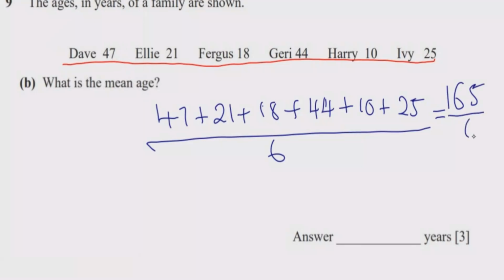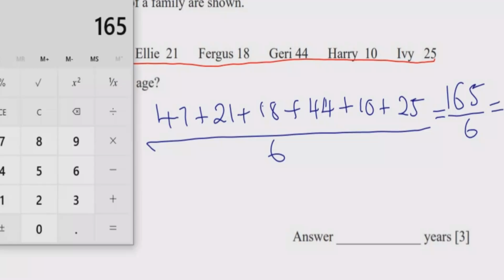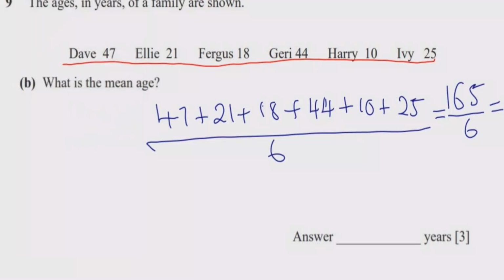Then we say divide by 6. So we go again back to our calculator and say 165 divided by 6, which will give us 27.5 as the average or the mean age of the years. So 27.5 years is the average age of the ages given. Okay, so that is the correct answer, 27.5.